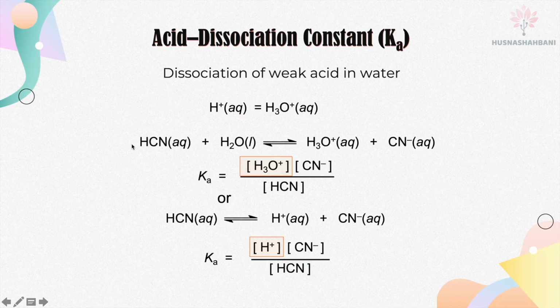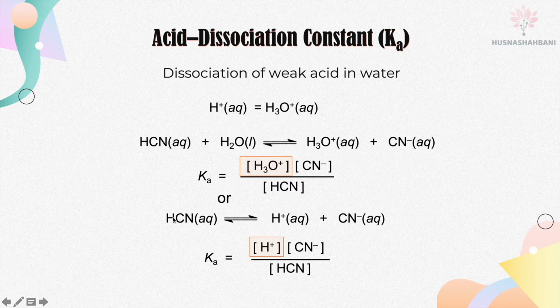Dissociation constant. Acid dissociation constant. Dissociation of weak acid in water. H+ (aq) is equivalent to H3O+ (aq). For example, HCN dissociates in water (l) to produce H3O+ (aq) and CN- (aq).